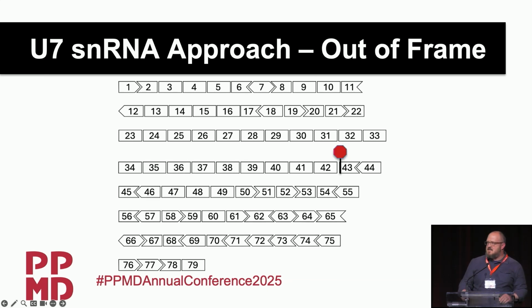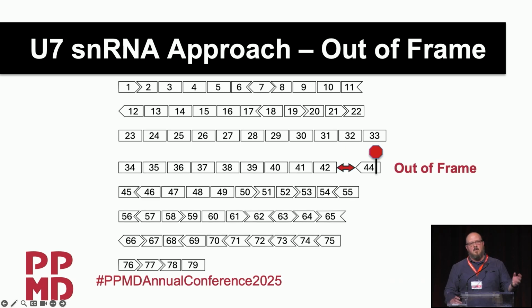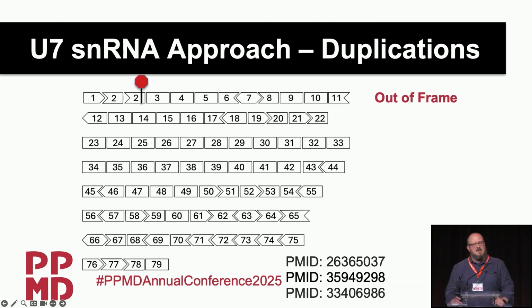Of course, it's important to stay in frame, and not every exon is amenable to this approach, and that's shown here in exon 43. If you remove it now, you're going to be out of frame, which then causes a premature termination codon downstream, and you'll get a truncated protein. So it's not a one-size-fits-all approach, but it's a one-size-fits-most approach, I would say.